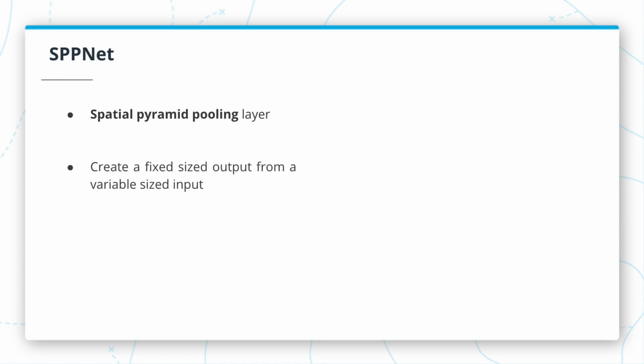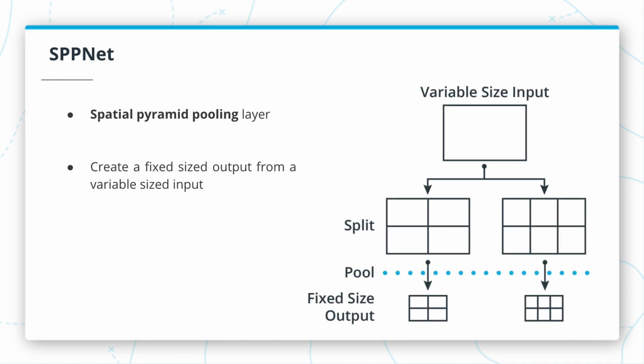Here comes the SPP layer to the rescue. This layer takes a variable size input and outputs a fixed size feature vector. So how does this work? Well, let's consider a variable size input. The SPP layer will split such an image using different fixed splits. In this example, we are using two splits, a 2x2 and a 2x3.